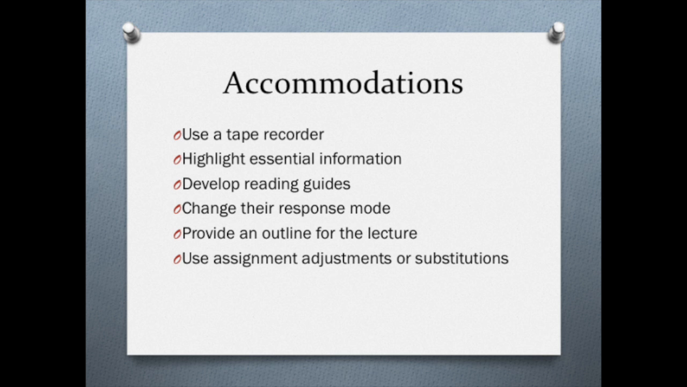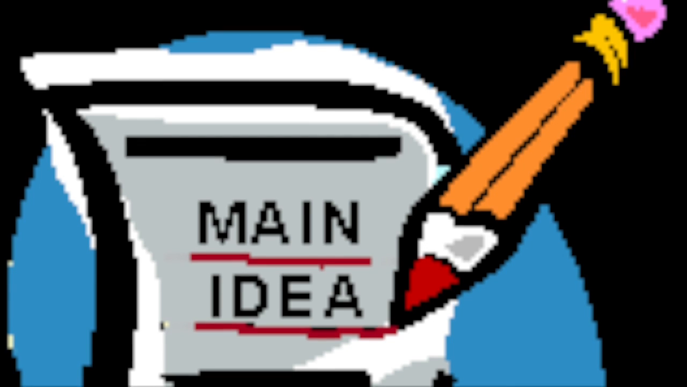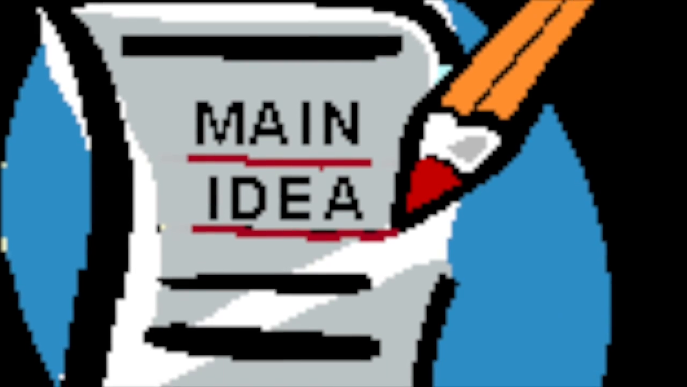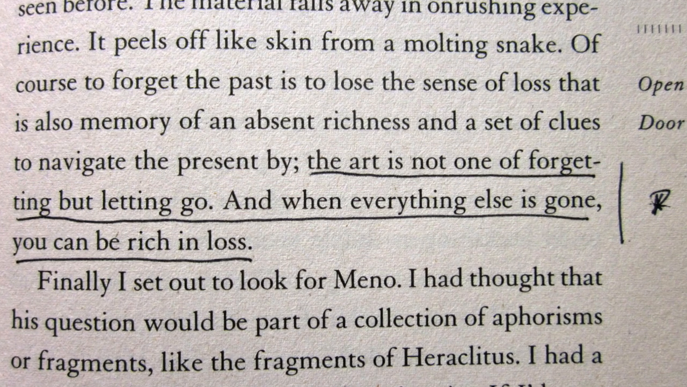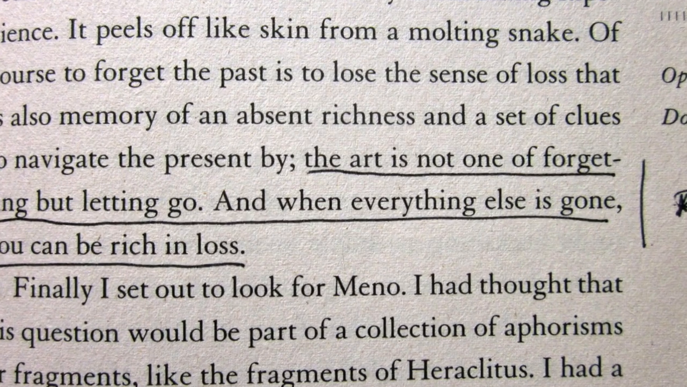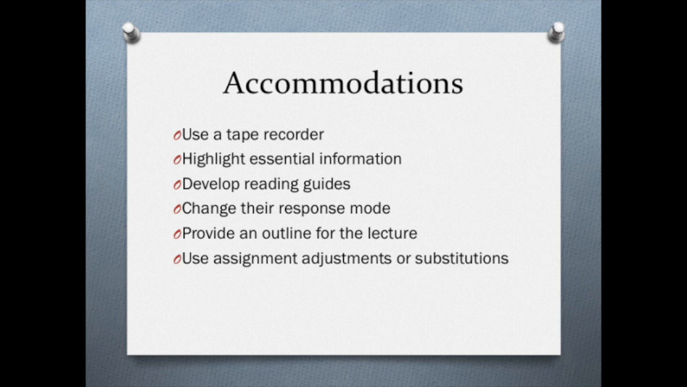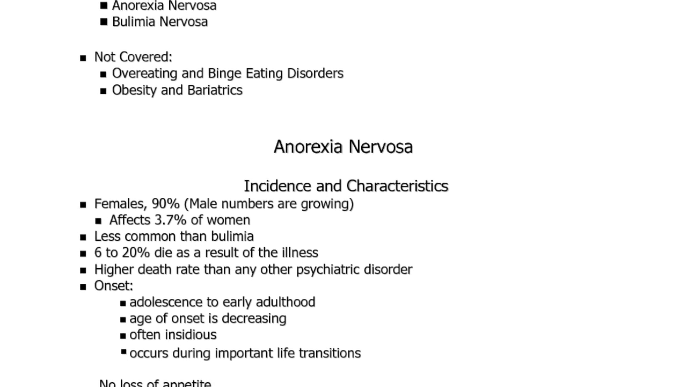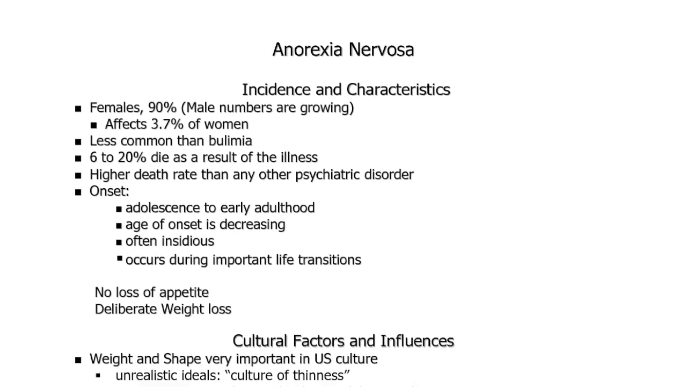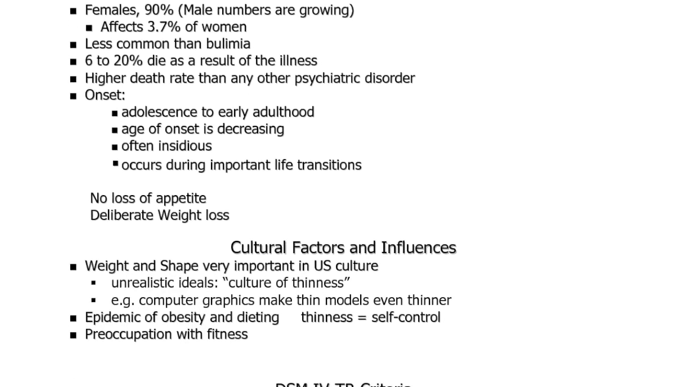Next, the teacher can change their response mode. If the students are having difficulty with writing their responses, the teacher can give them another option, such as underlining, sorting, or marking their paper. The teacher can provide an outline for the lecture. An outline enables the students to follow along with the teacher and make appropriate notes.